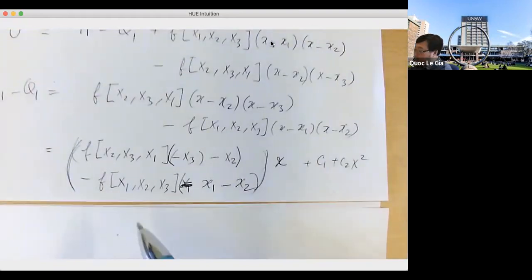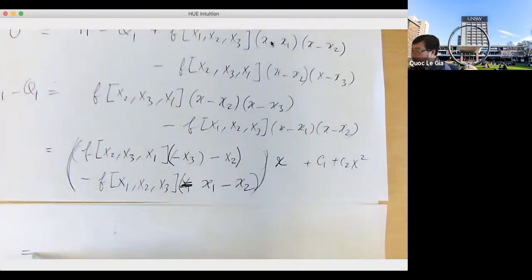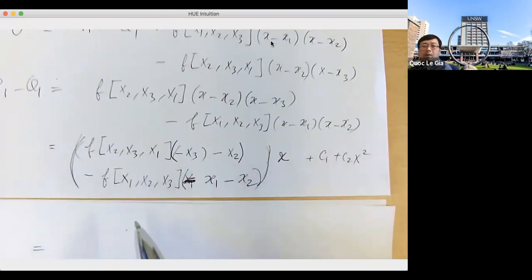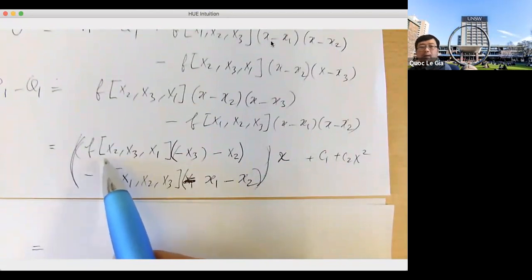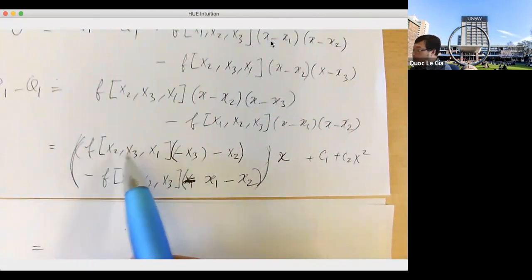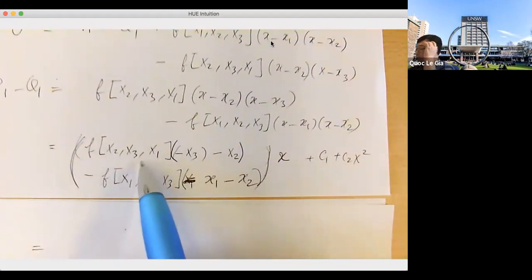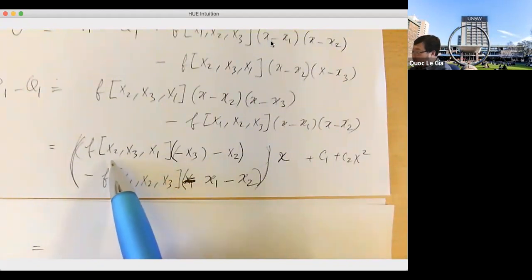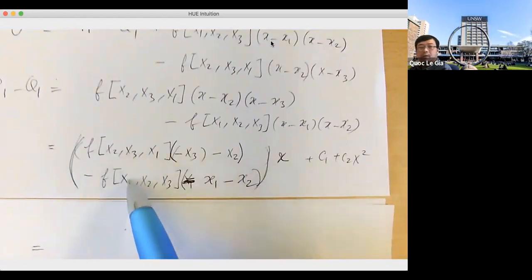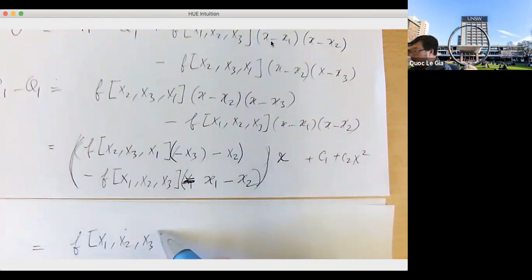But now you look at this one. So we do one more simplification. The divided difference over 3 points. Okay, it's the same for any order. So actually this constant and this constant are the same. So you can have f x1, x2, x3 as the common term.